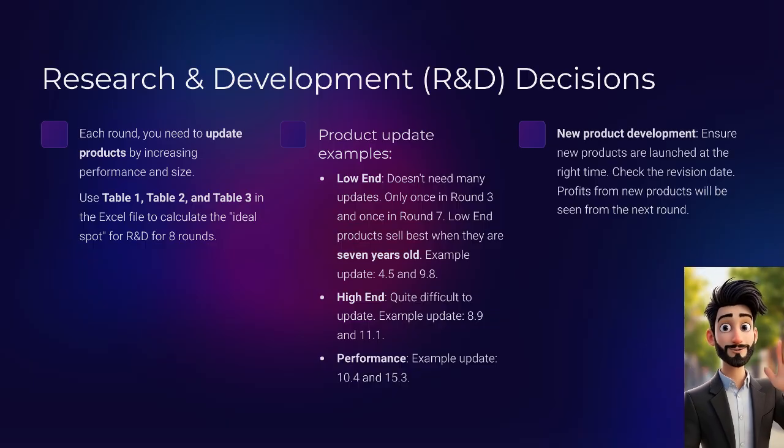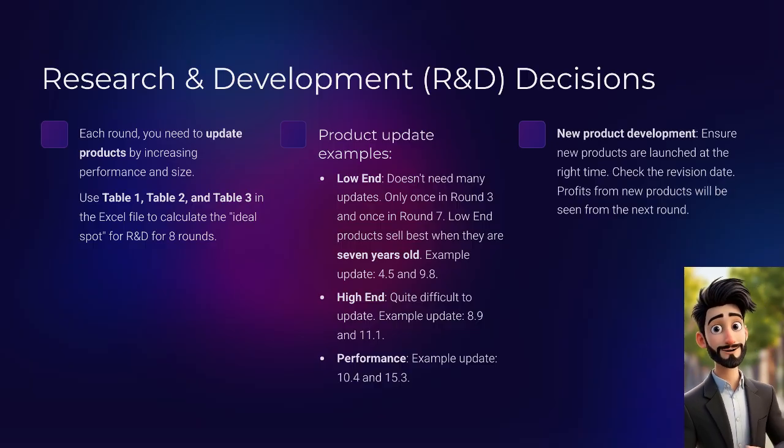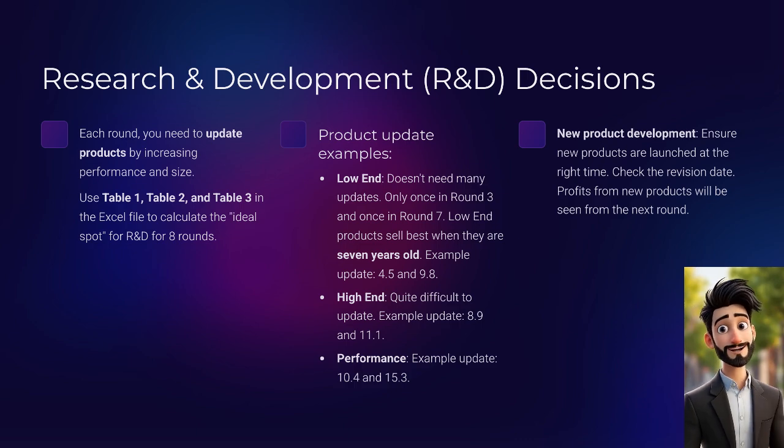Product update examples: low end doesn't need many updates. Only once in Round 3 and once in Round 7. Low-end products sell best when they are 7 years old. Example update, 4.5 and 9.8. High-end, quite difficult to update. Example update, 8.9 and 11.1. Performance, example update, 10.4 and 15.3.